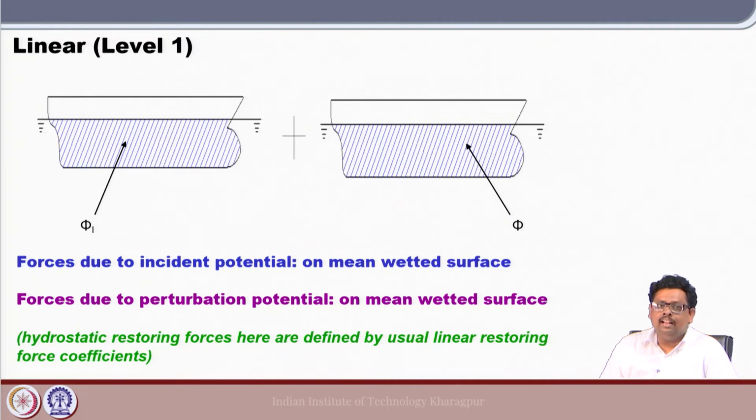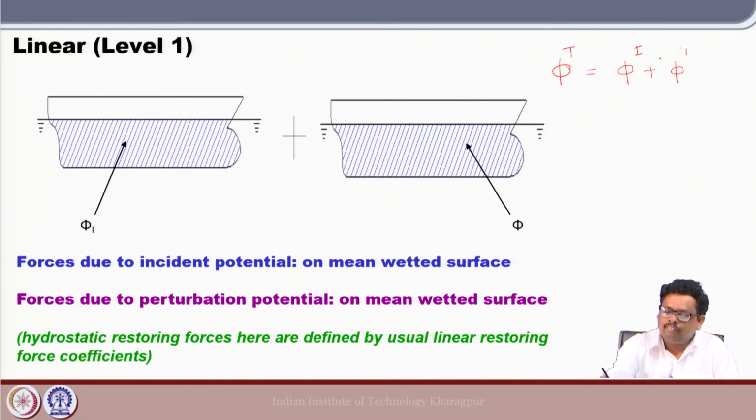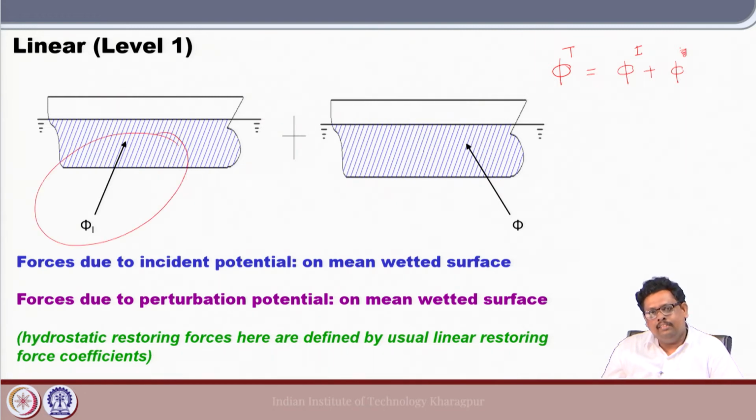Now, in level 1 we have two components. If you remember, my total potential phi t is divided into phi incident plus phi disturbed, or we can say simply phi. Now, if you do that, then you can see here in this picture that phi incident, as I know, the Froude-Krylov force that we have computed on the mean free surface.